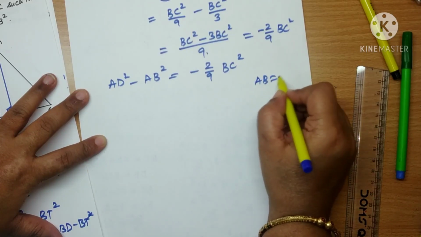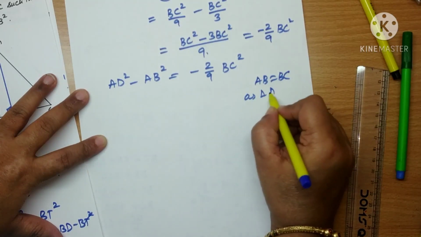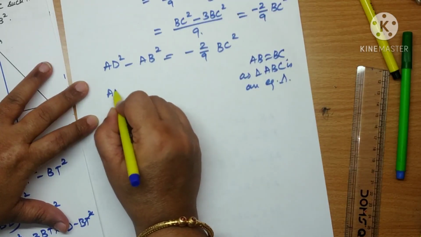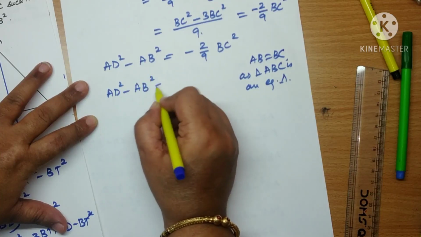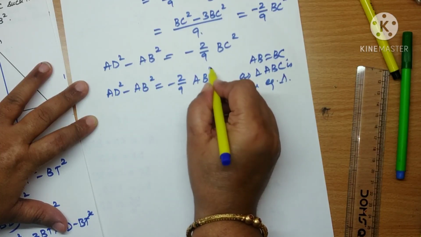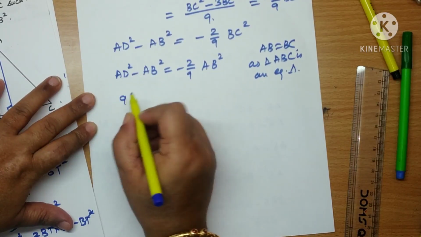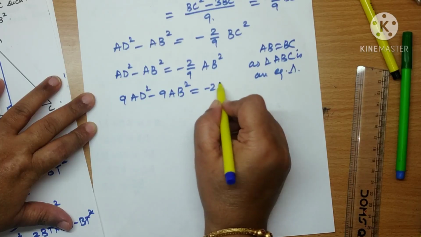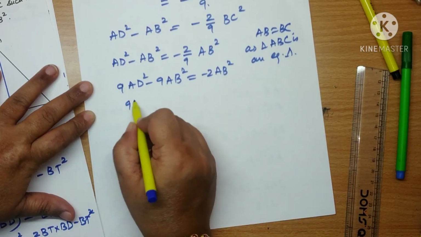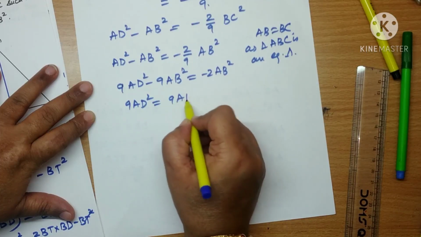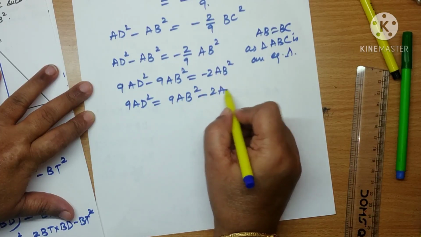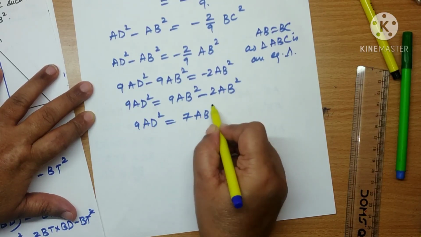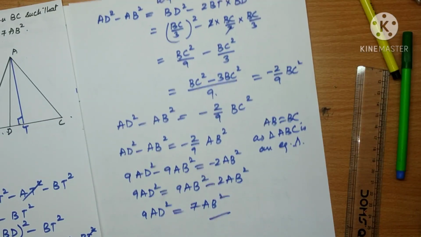Now AB is equal to BC as triangle ABC is an equilateral triangle. So I replace this. AD square minus AB square is minus 2 by 9 AB square. Now multiplying this by 9, 9 AD square minus 9 AB square is minus 2 AB square. So we get 9 AD square is 9 AB square minus 2 AB square. So 9 AD square is 7 AB square. This is what we had to prove.